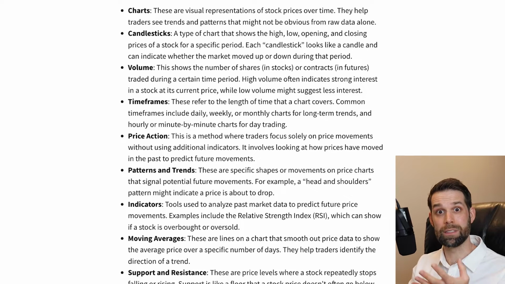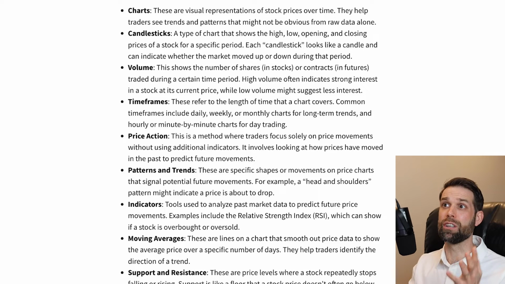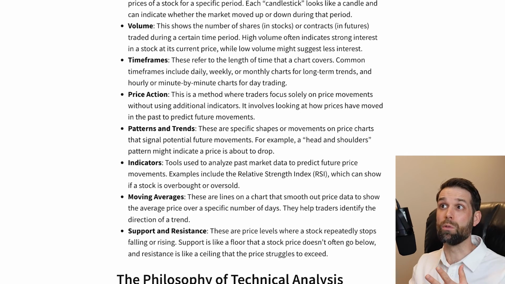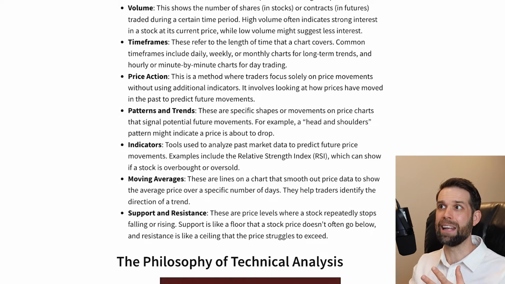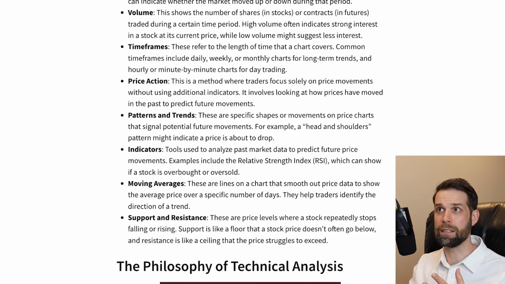One of the most popular types of charts is the candlestick. So we're going to have tutorials about candlesticks. Again, it's a chart that shows the high, the low, the opening and closing prices of a stock. So that's a really popular one. You're going to study volume. This shows the number of shares that are trading, or the number of contracts that are trading in a given time period. Time frames are really important.